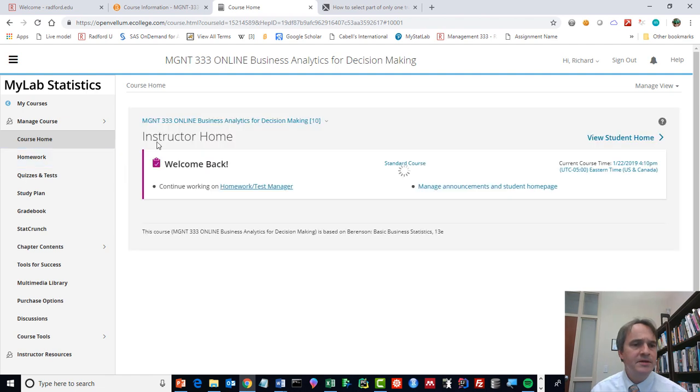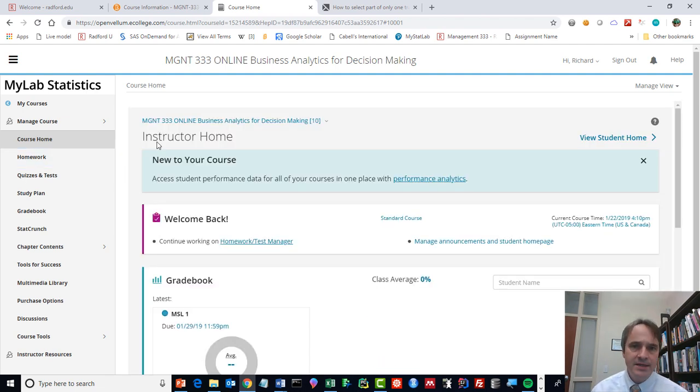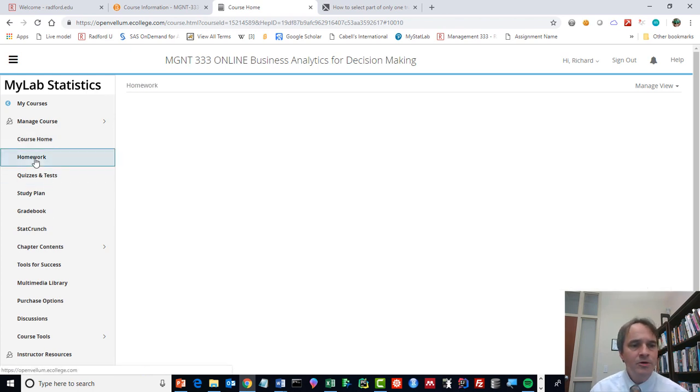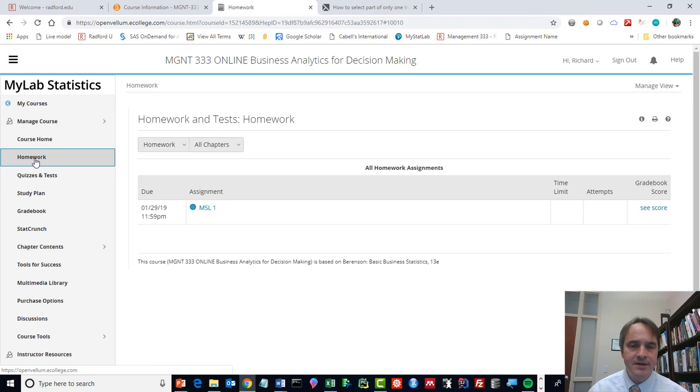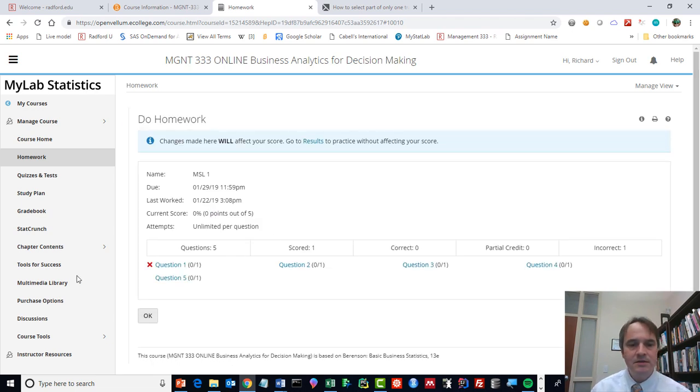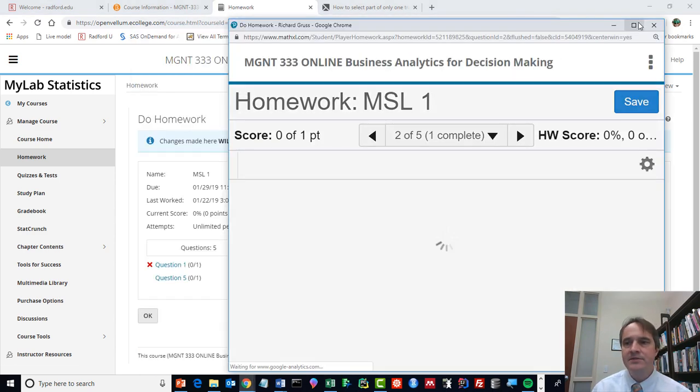Most of the time when you come in here, you'll either be doing reading for your reading assignment, or you'll be completing your homework here. The homework is right here under homework, and we'll go through the schedule for now. All I'm going to point out is that MSL stands for MyStatLab, and you have I think 10 of these throughout the semester, and these will become available one by one. When you go into your assignment, you'll see your list of questions down here, and you can click on them to answer them.